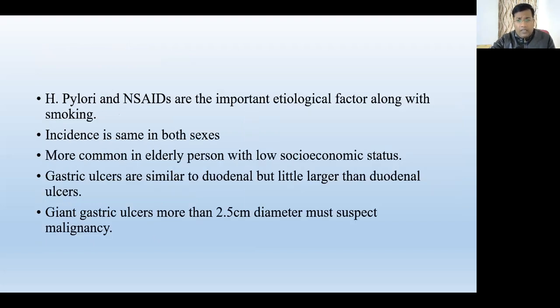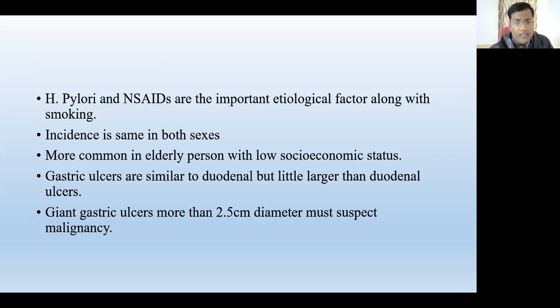The difference between gastric ulcer and duodenal ulcer is that duodenal ulcers are usually shallow, but gastric ulcers are big and deep, and large areas are involved. Here, the most common factors for the development of the gastric ulcer are, first, the use of NSAIDs, and second, infection with H. pylori.